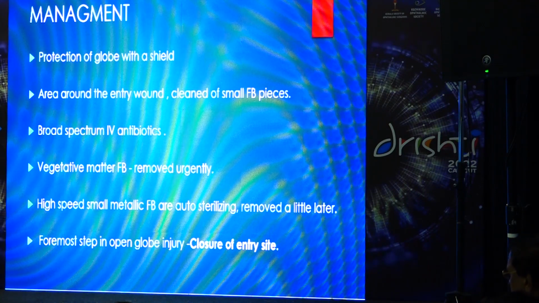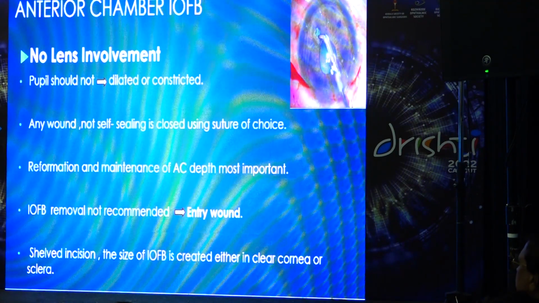The most important step is the closure of an entry wound. So if it is an anterior chamber intraocular foreign body we are suspecting without any lens involvement, the pupil should ideally not be dilated or constricted to avoid further movement of the foreign body. Any wound, if not self-sealing, should be sutured. Reformation and maintenance of the anterior chamber should be of utmost importance. And the intraocular foreign body should not be removed through the entry wound.